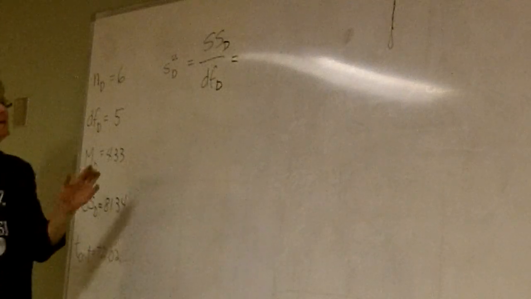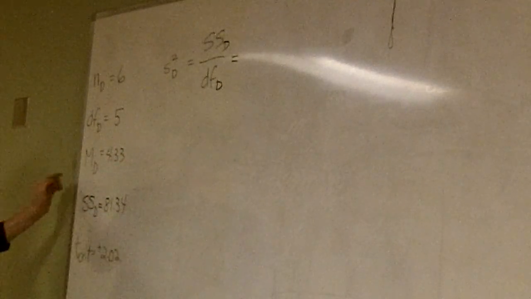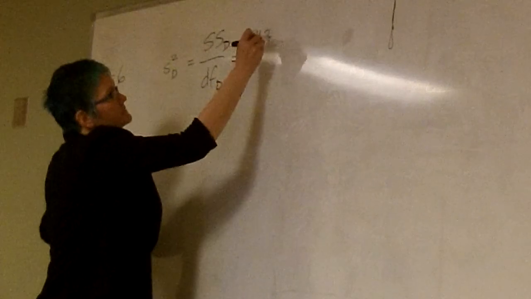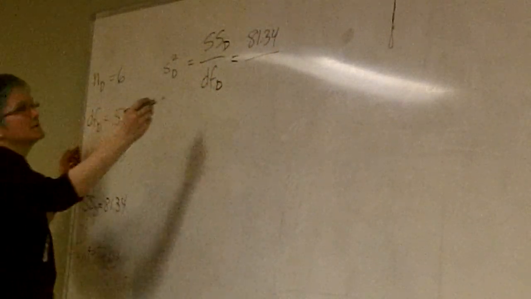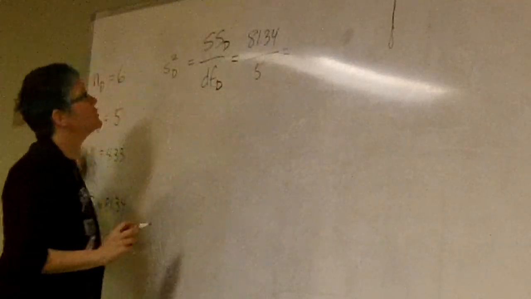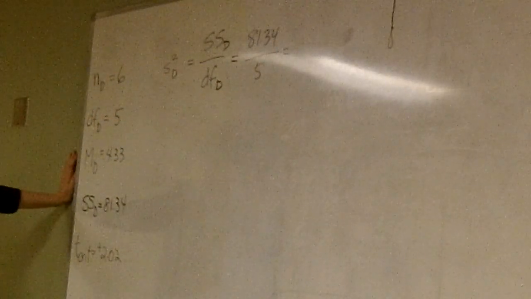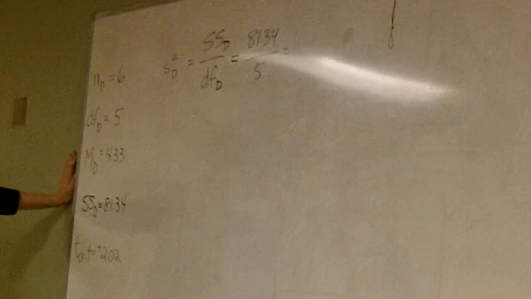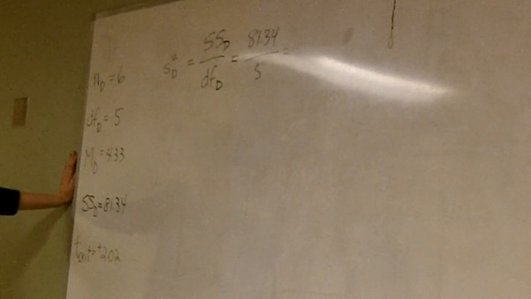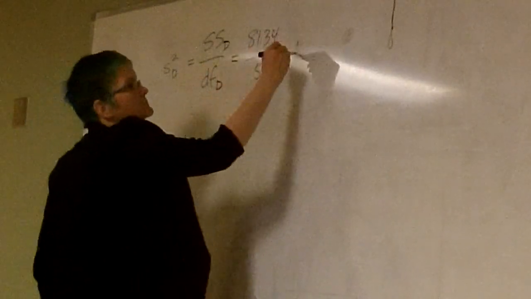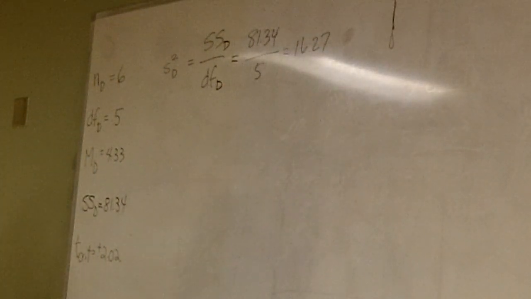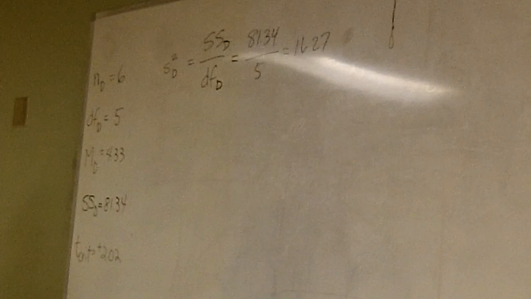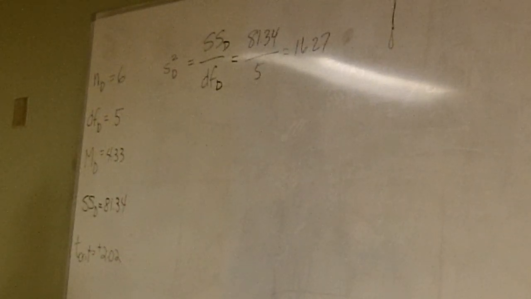Okay, I know what I'm supposed to do. So our sum of squares of the difference is 81.34. Our degrees of freedom of the difference is 5. So what is our sample variance for the difference scores? 16.27. Okay, cool. Now, we need to calculate our estimated standard error for the difference.